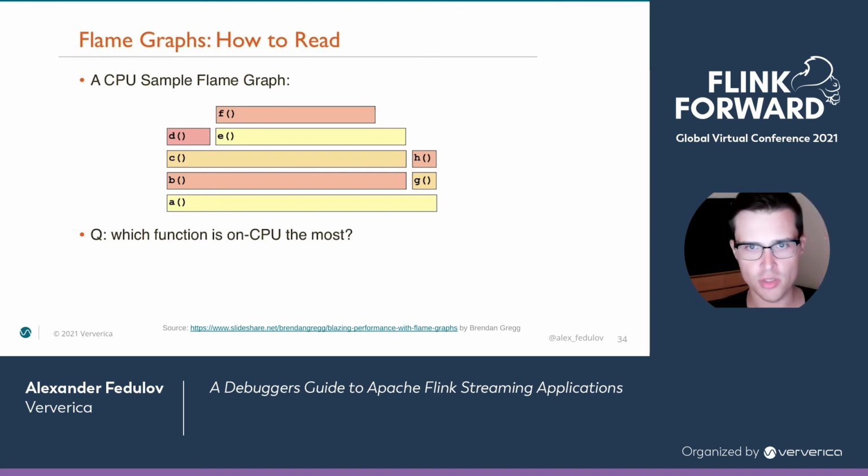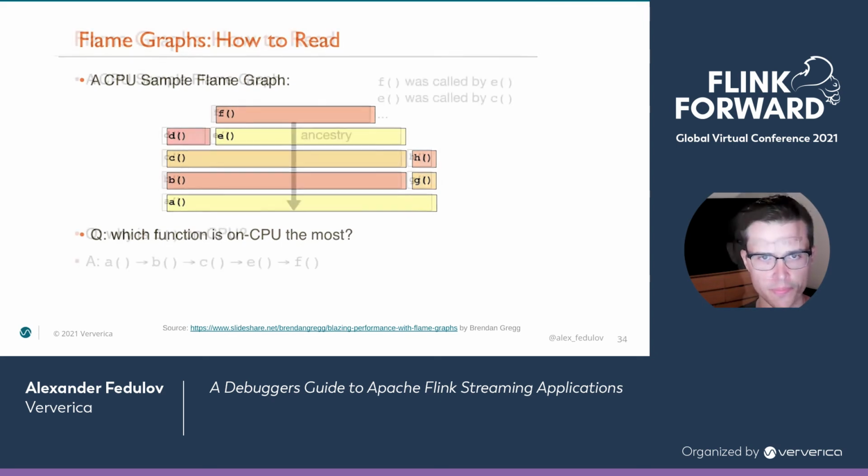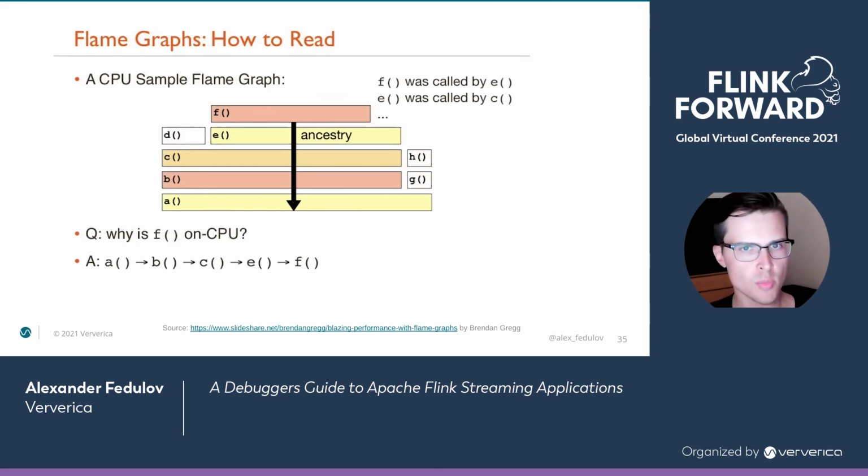Flame graphs are constructed by collecting a number of stack trace samples and consist of bars that are associated with the method calls. The length of each bar is proportional to the number of times it appears in the samples. The way these bars are placed is such that they preserve the ancestry. So if a method C calls a method E, then E will be put on top of C, and so forth.